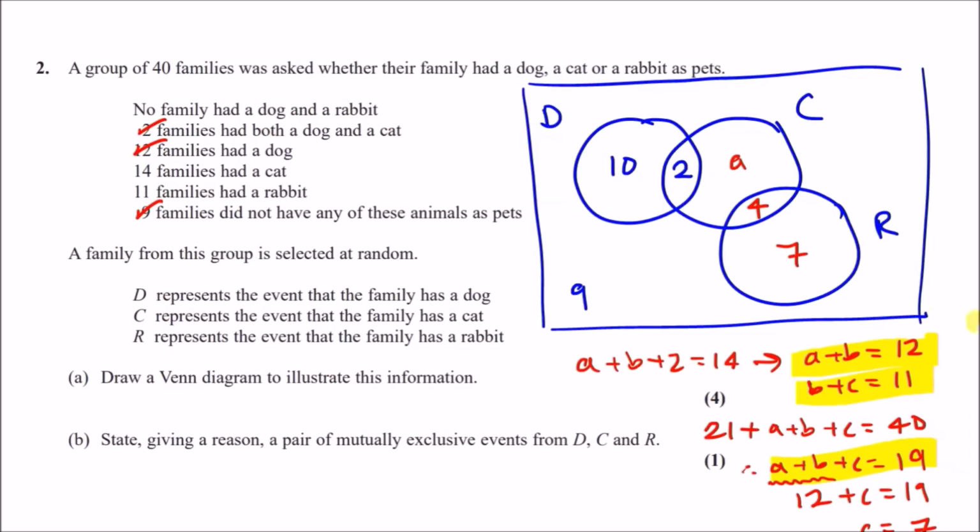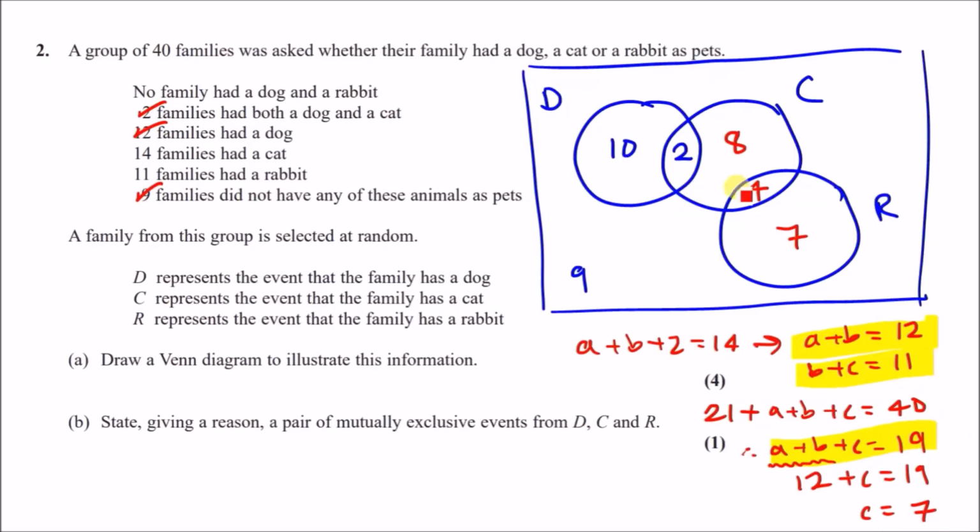And then finally, we know that the total number of families that had cats was 14. So 2 plus 4 plus A should be 14. So you've got 6 so far. 14 take away 6 is 8. So that should be 8. And that's it, guys. That's literally part A done.